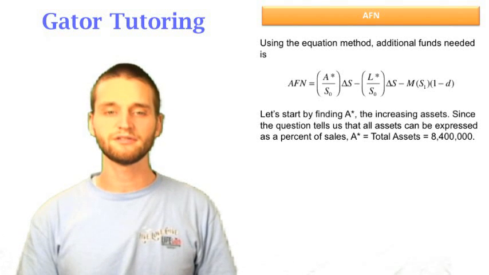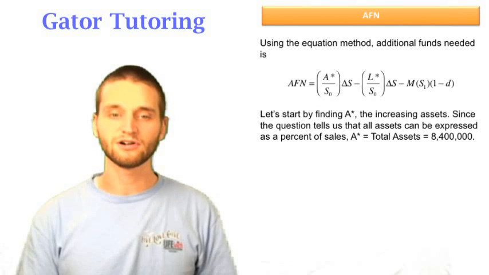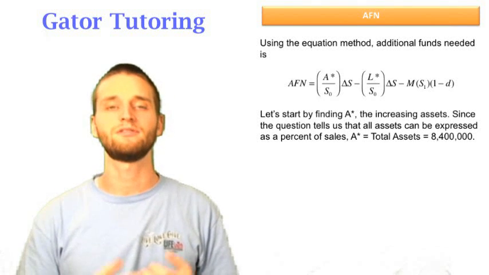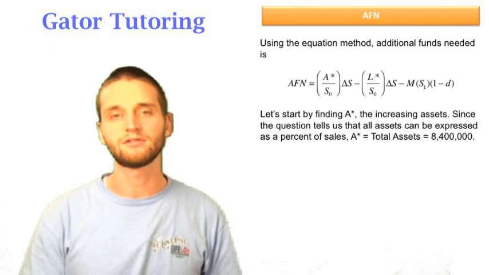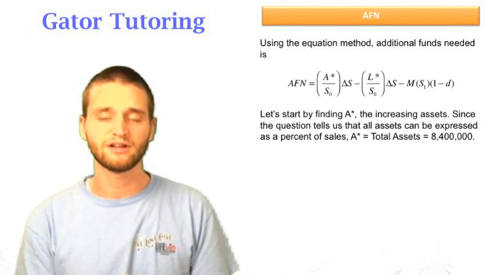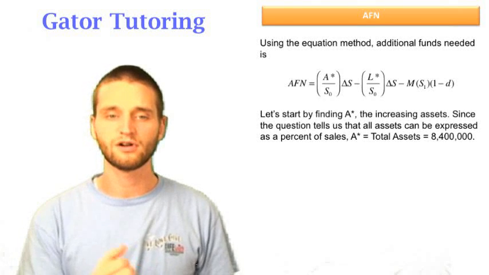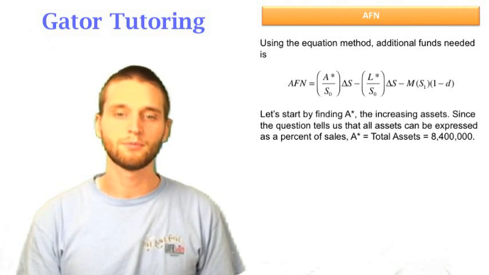Since the question tells us that all assets can be expressed as a percentage of sales, A star equals total assets. So basically here, there's no distinction between some assets that can be expressed as a percent of sales and thus are increasing and some that can't. Here it's saying that all of them do. So we're just going to let A star equal our total assets, which we get from the question is $8.4 million worth.